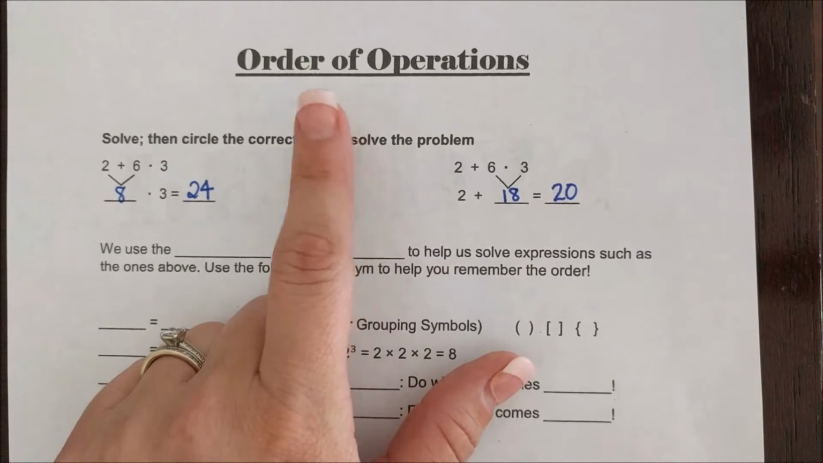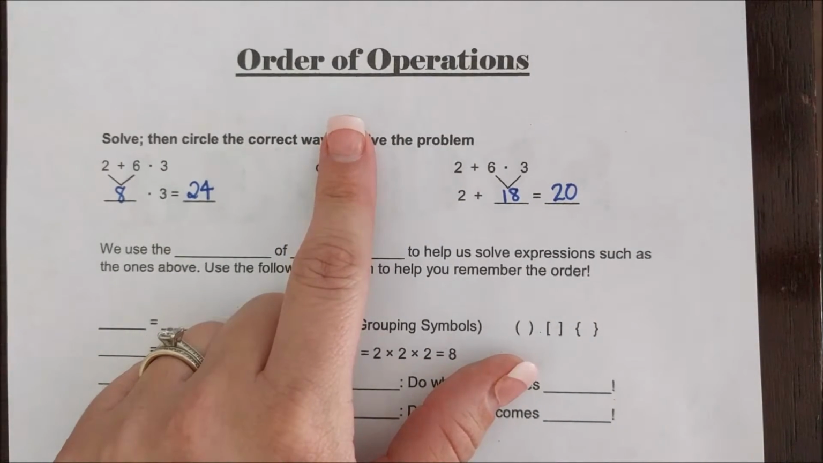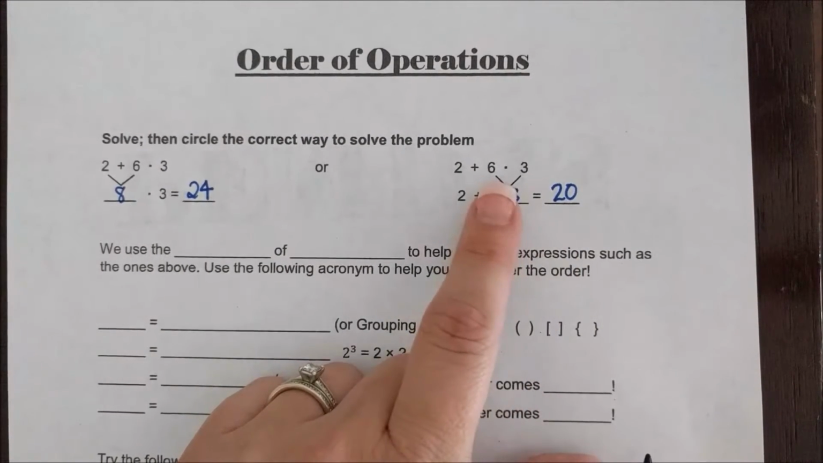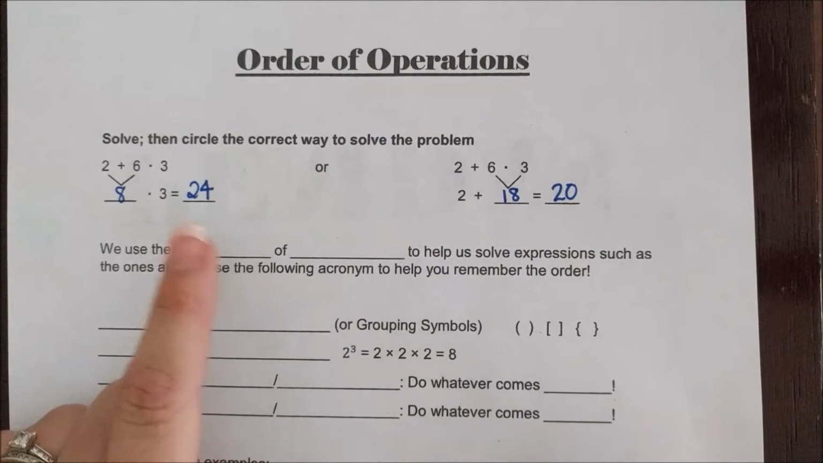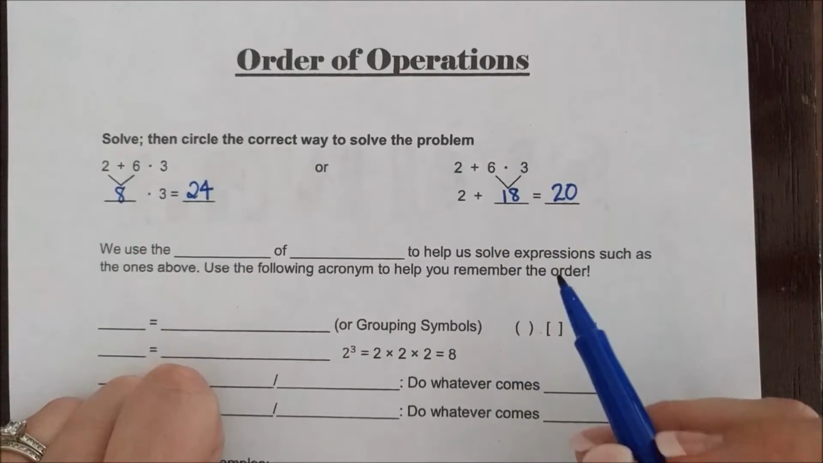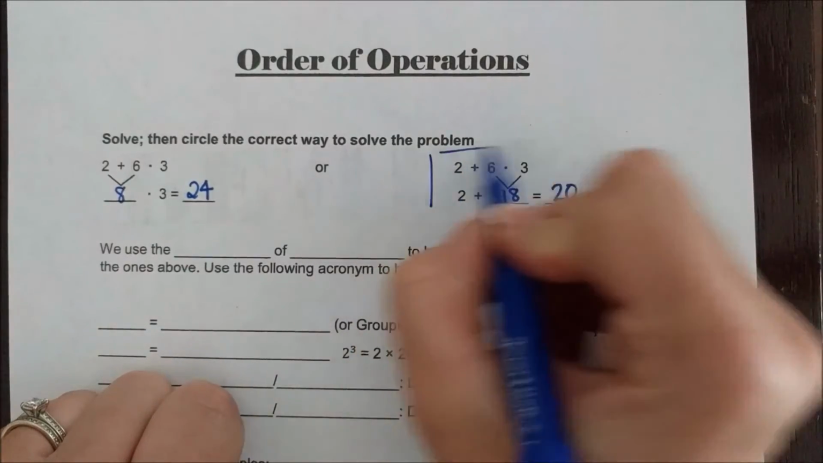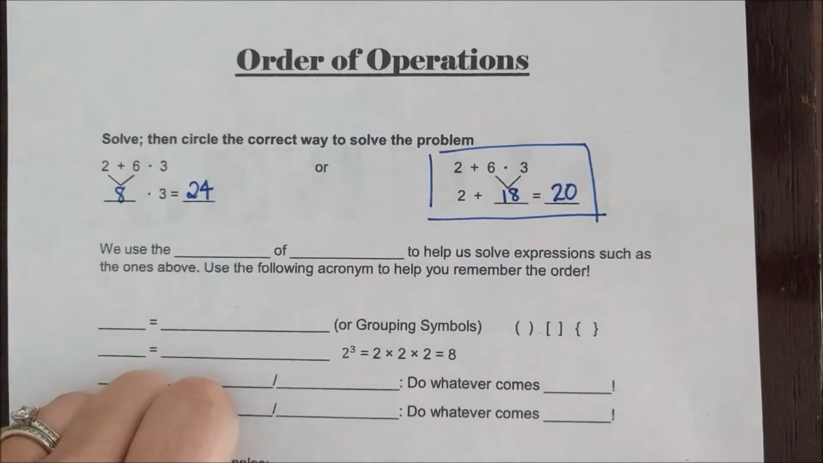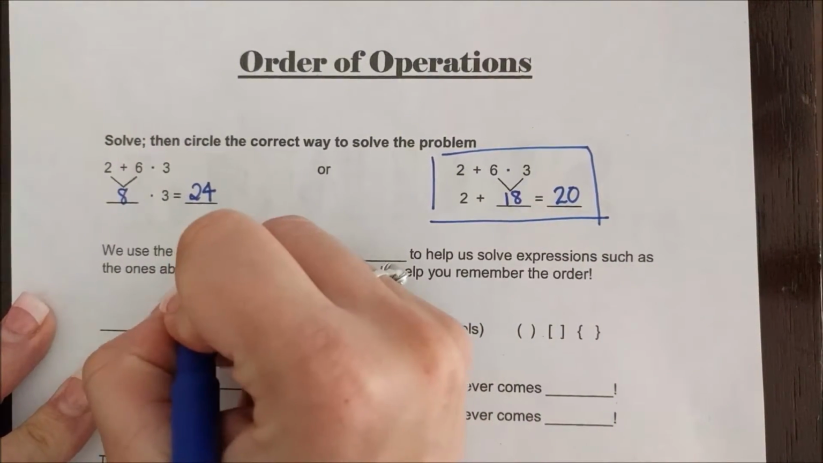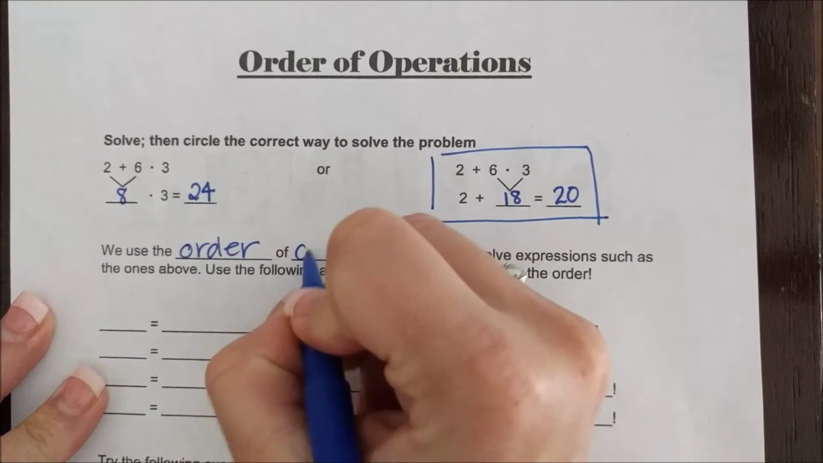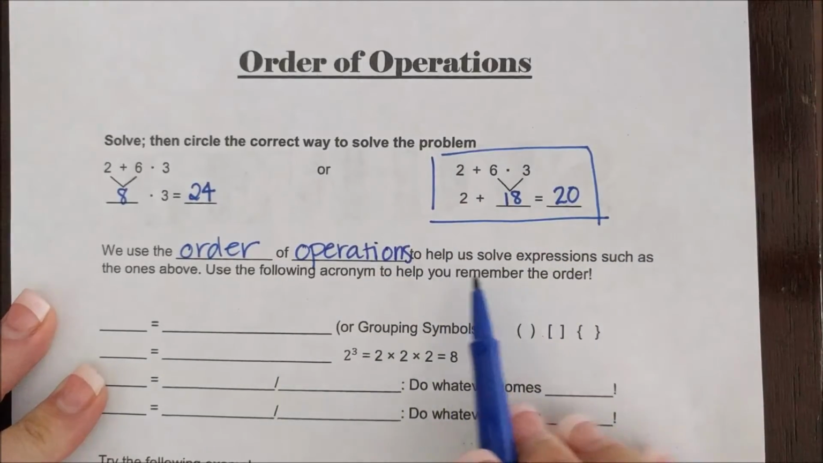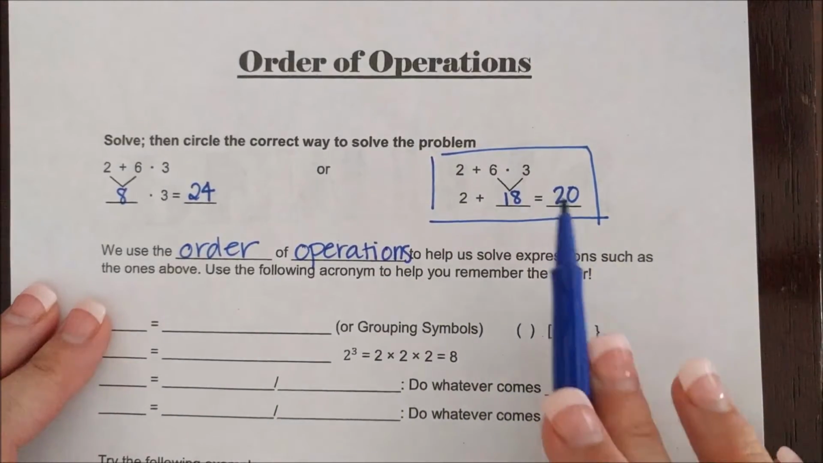But if we're following our order of operations, or PEMDAS, okay, the correct answer would be 20, because according to PEMDAS, we multiply before we add. So you see how if you do your steps in the wrong order, you get two different answers. So it's very important that you follow your order of operations, or your PEMDAS. So to go to the fill in the blank, we use the order of operations to help us solve expressions such as the ones above.